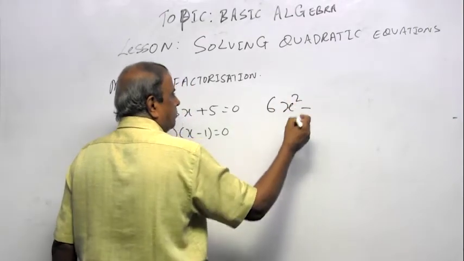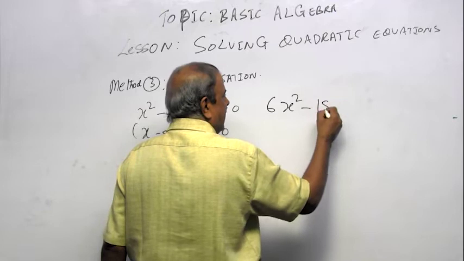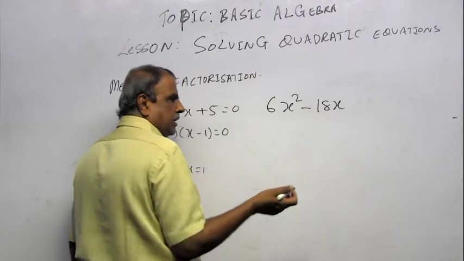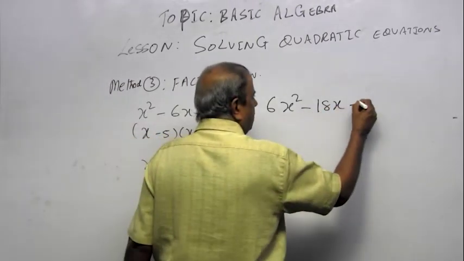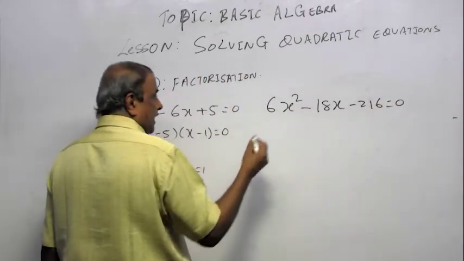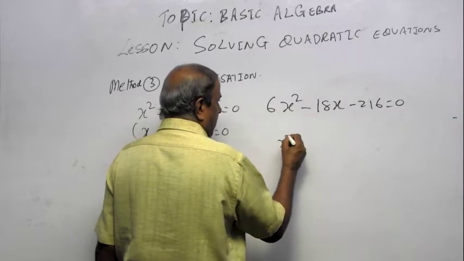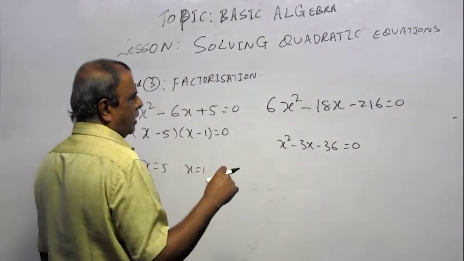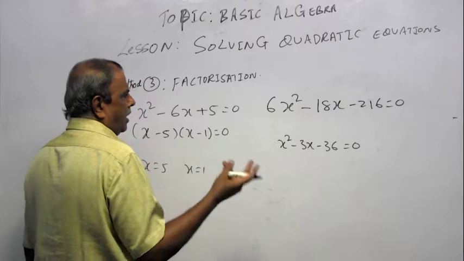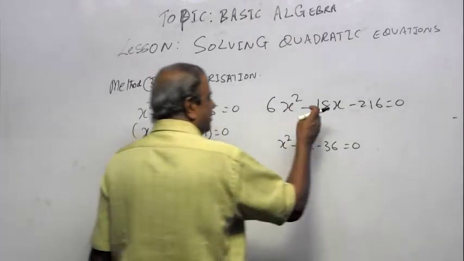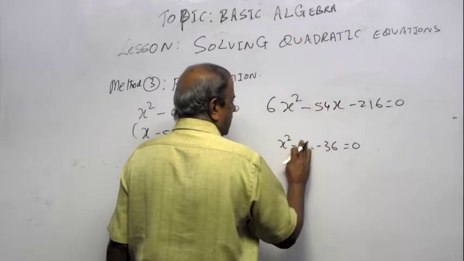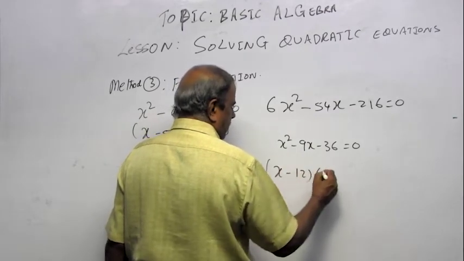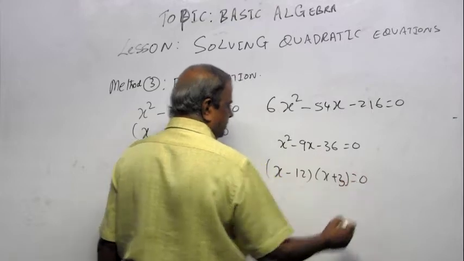6x squared minus, let's say 18x minus 36. Squared minus 3x, 36 times 6, 216. Minus 216 equal to 0. I can divide through by 6. So it is x squared minus 3x minus 36 equal to 0. Something like that. Would that work? No. My 12 3s are 36. So I need to get minus 9x. So 54x. So I get minus 9x. So you would get x minus 12 times x plus 3 equal to 0.